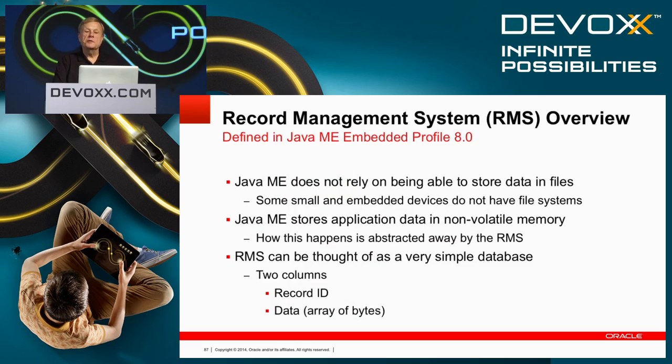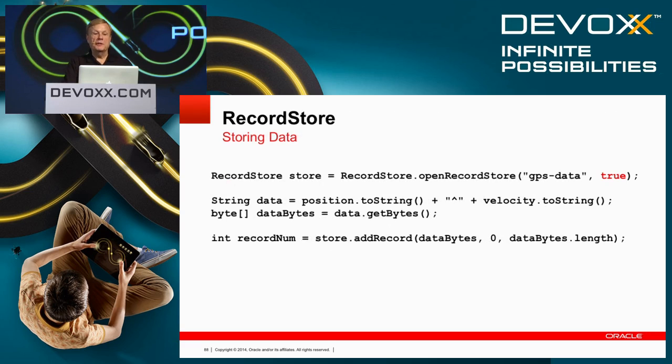So, a record management system overview. Because of its size, Java ME does not rely on the idea that the small device even has a file system, but it does provide for an RMS, a record management store, so it abstracts that idea, and it's a very simple record management store. It's got 2 columns, a record ID and then an array of bytes. That array of bytes can represent anything you want. You can structure that however you want to.